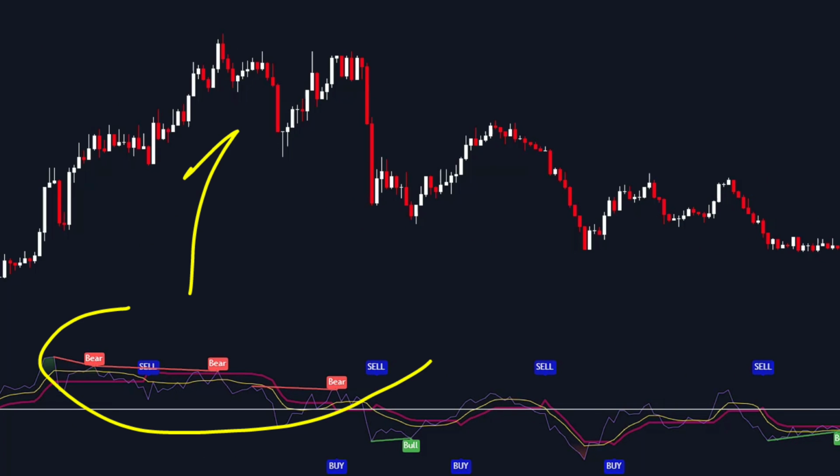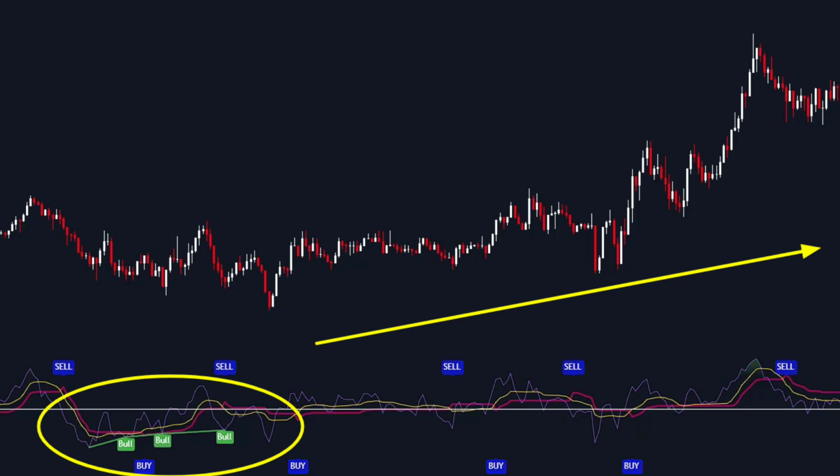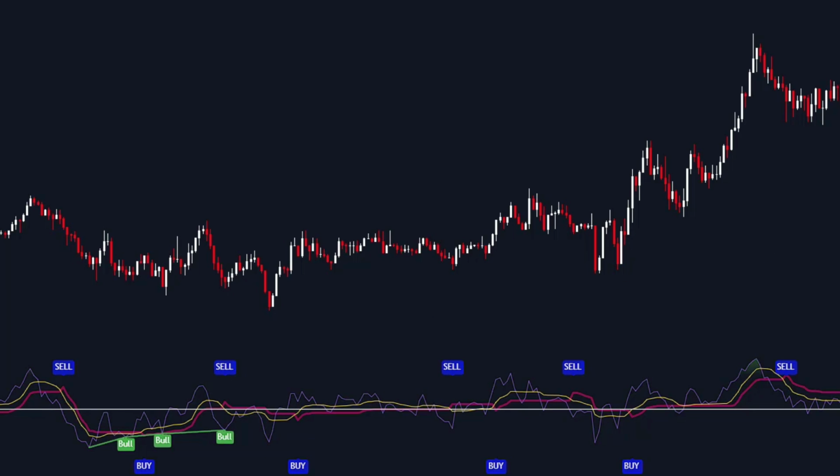For instance, a bearish divergence occurs when the price makes higher highs while RSI makes lower highs, suggesting a weakening upward momentum. Conversely, a bullish divergence signals weakening downward momentum. But wait, there's more. The indicator also generates buy-sell signals when the RSI moving average line crosses above or below the MD line. It's like having a roadmap for your trades.